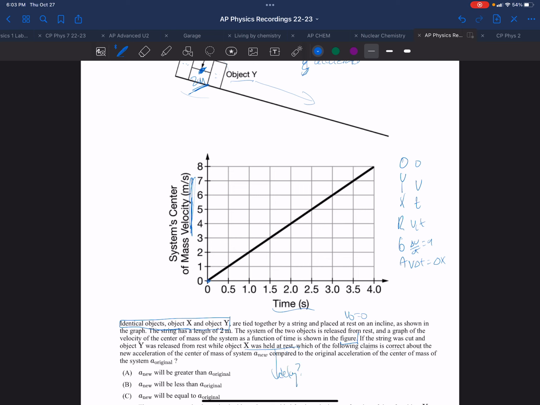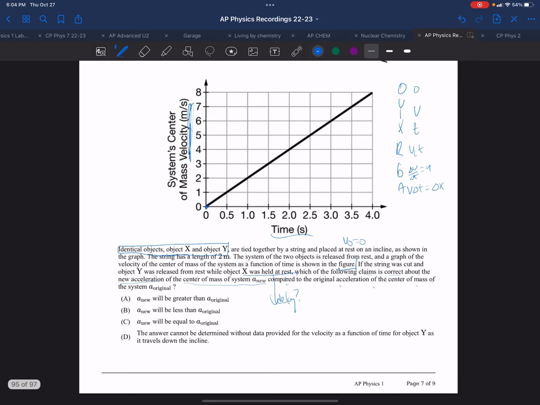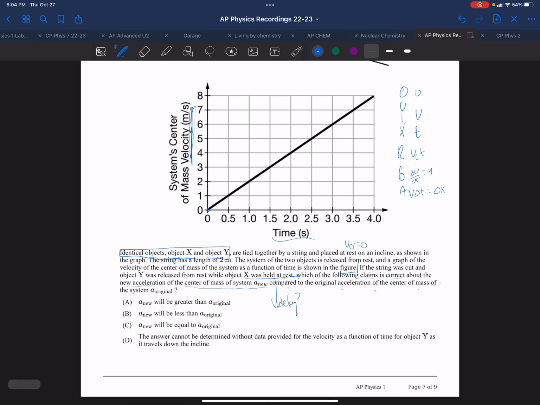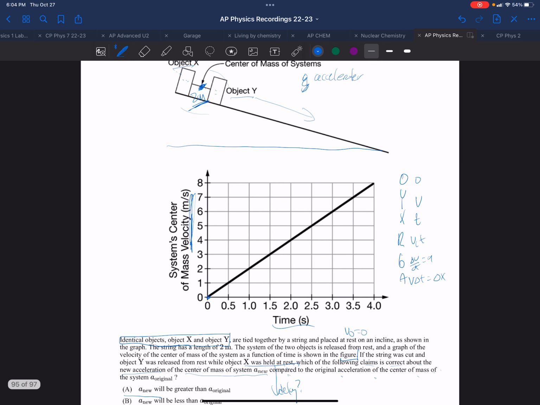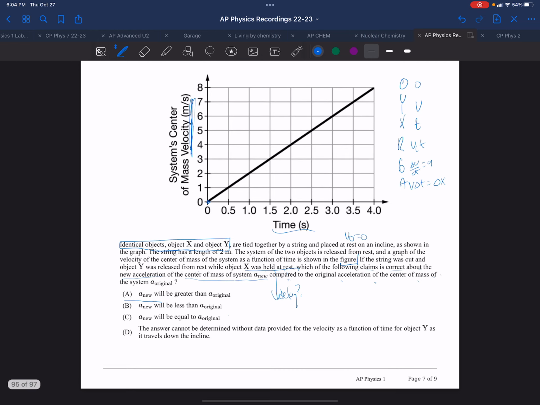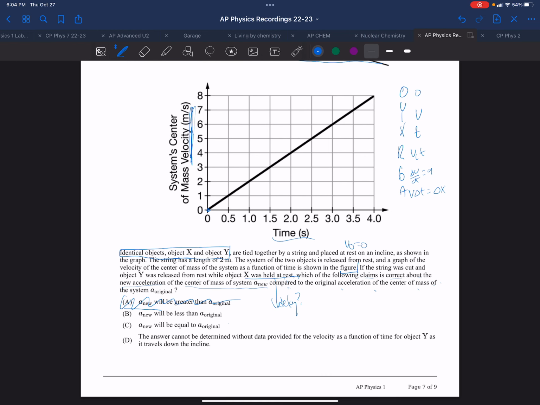Which of the claims is correct about the new acceleration of the center of mass of the system compared to the original acceleration of the center of mass, A? The new acceleration will be greater than A. Well, right off the bat, we should know that that can't be true. This whole system is going to accelerate because of gravity and how that gravity is affected by the angle. We can't exceed gravity, nor can we exceed the acceleration unless we applied some other kind of force pushing on it. So that is a nonsensical answer. The next option: it will be less than the original.